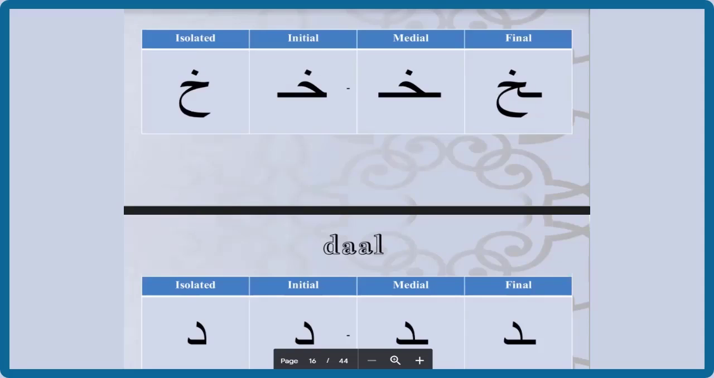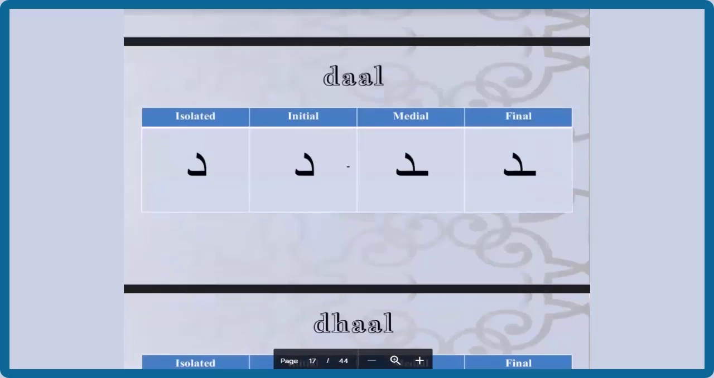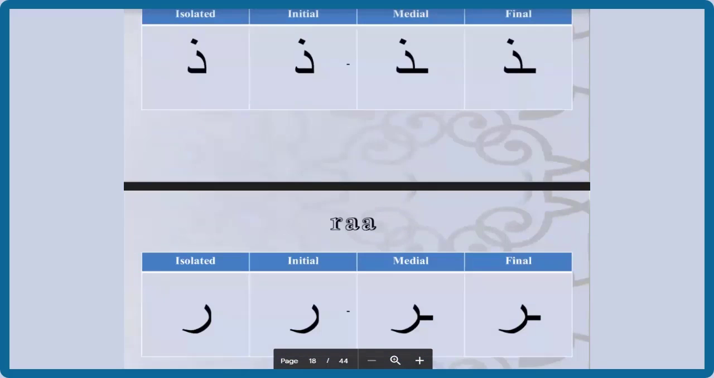Then let's move on to another letter, that is Dal. Its initial form is like this, medial is this, and final is this, right? You can see that it almost remains in its isolated form. You can find Dal in three shapes almost like its isolated form. So this is Dal, the mouth of Pac-Man, if you remember, right?